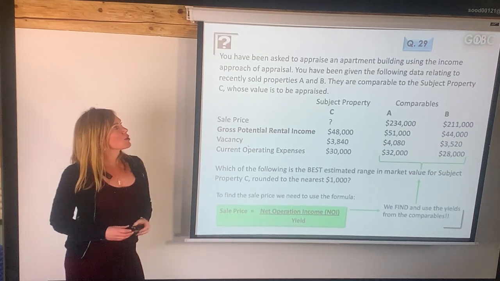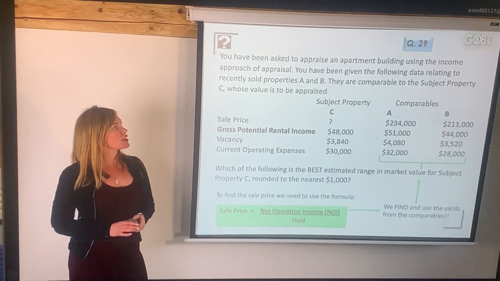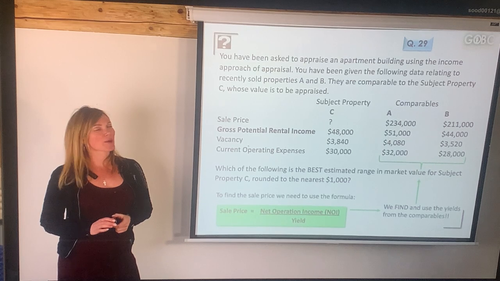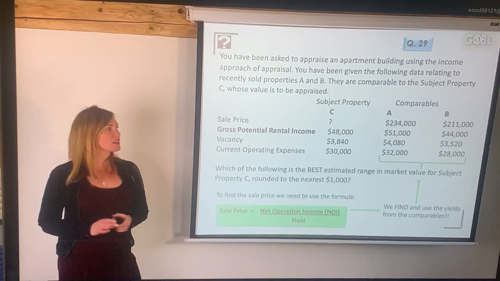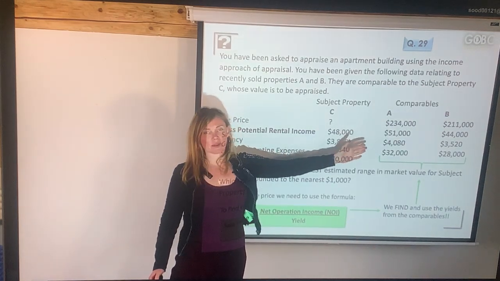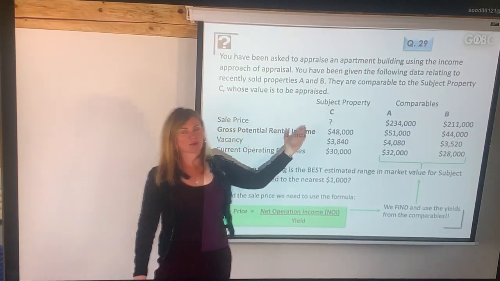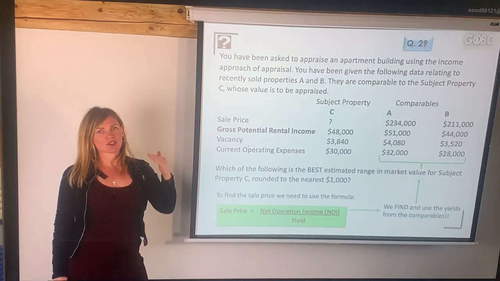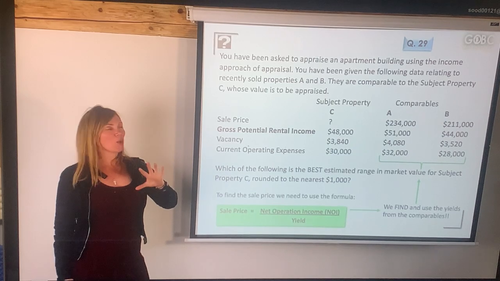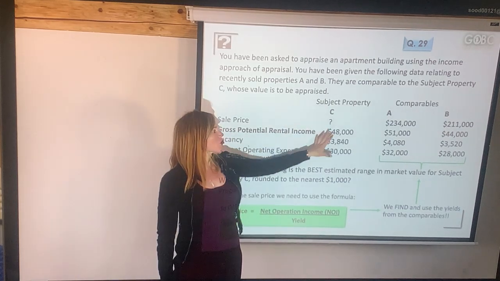So you have been asked to appraise the apartment building using the income method approach, right? You have been given the following data relating to recently sold property A and B, and they are comparable to the subject property C, whose value is to be appraised. So basically, you say, look, you have a property A and the property B. Those have been sold, right? And now you're looking for the price for the property C. Now, if you look at that question in your notes, look how the answers are given to you. They're given to you within the range, right? So we'll get there. But just know what we're looking for is the property C price at this point.